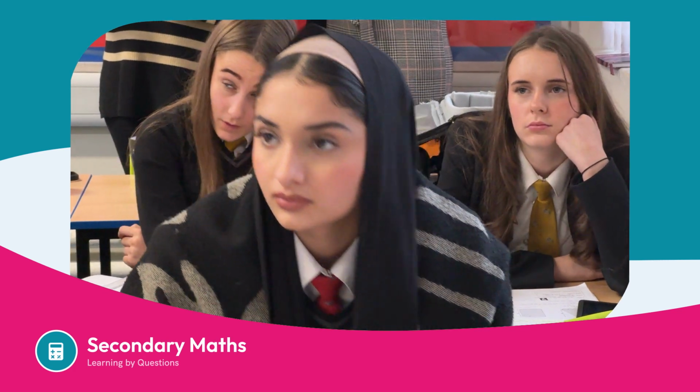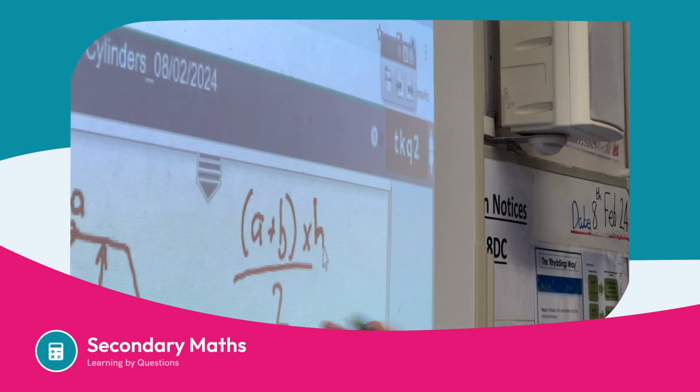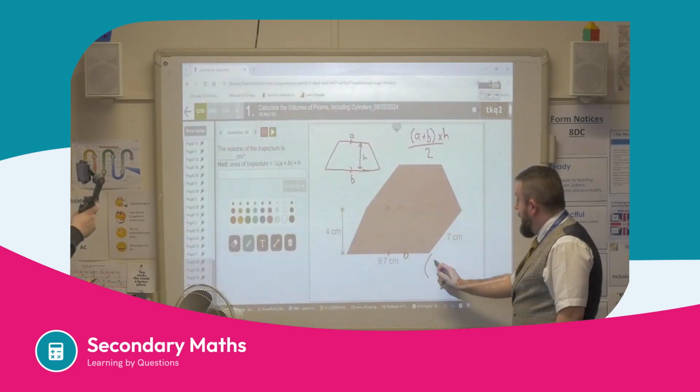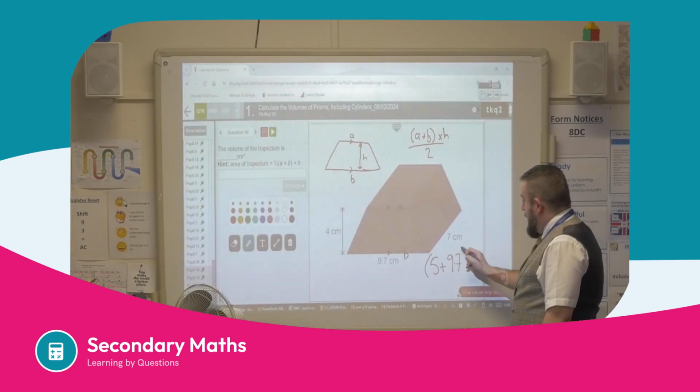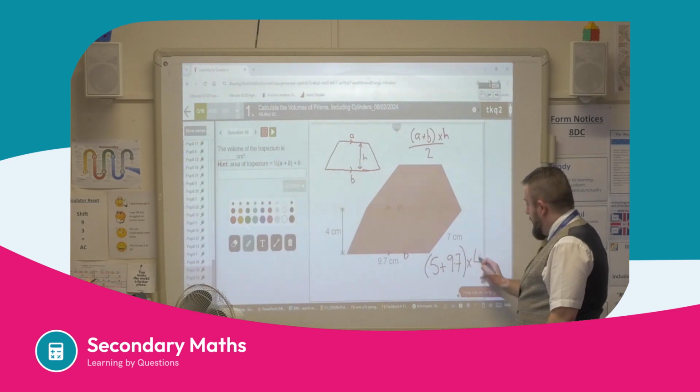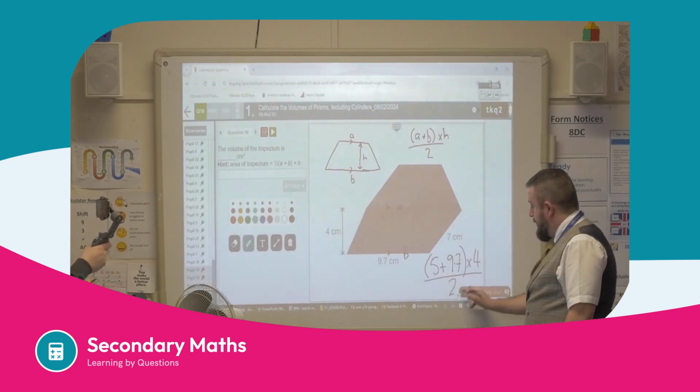Okay, I'll unpause you now. So there's the formula, so I'll bring it down here. So it would be 5 plus 9.7 times by 4 divided by 2.